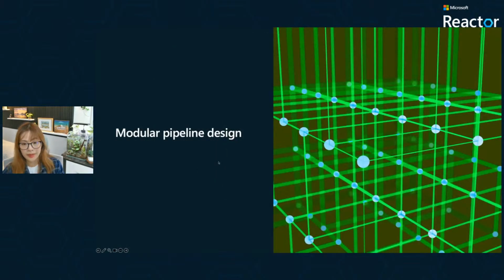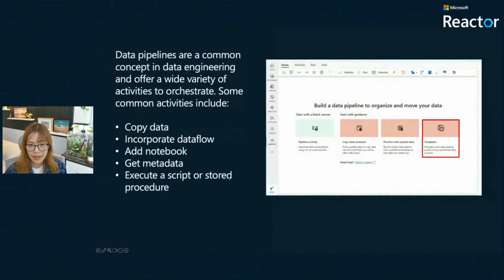Now that we have covered the basics, let's talk about how to structure your pipelines for scalability. Data pipelines are a common concept in data engineering and offer a wide variety of activities to orchestrate. This includes copy data, integrating your data flows, adding notebooks, getting the metadata, executing scripts, or running your stored procedures.